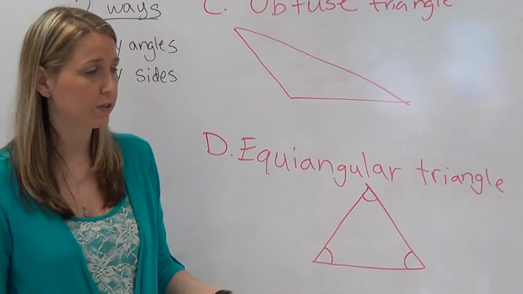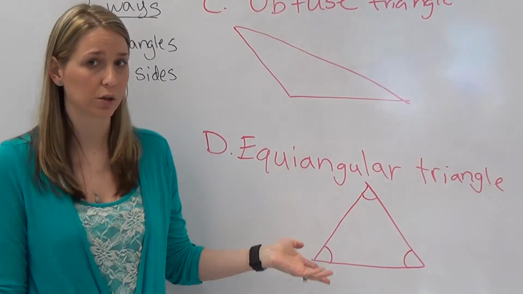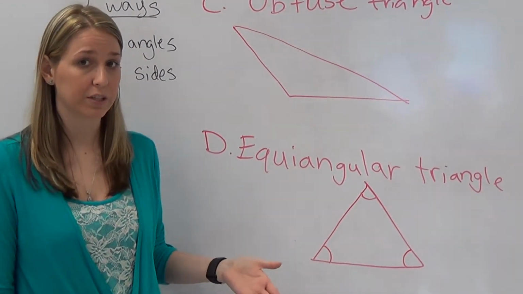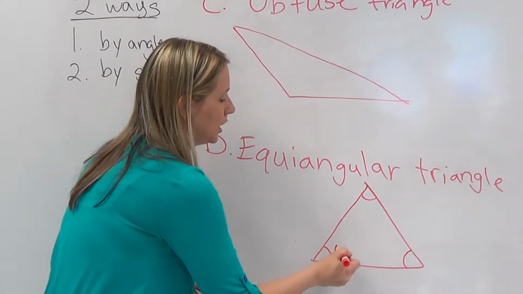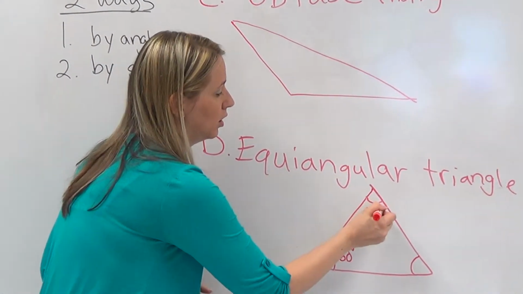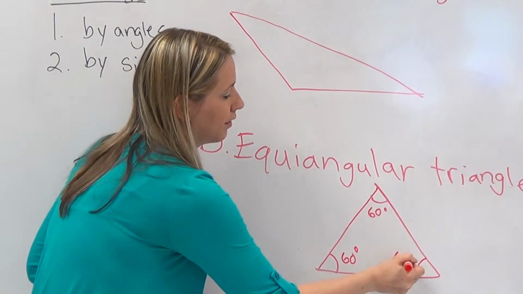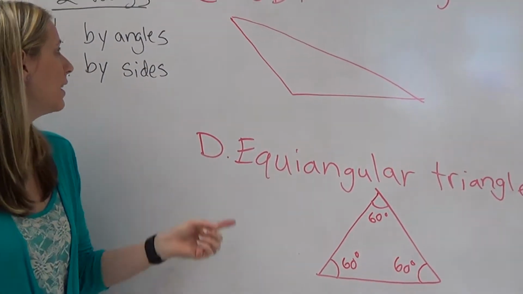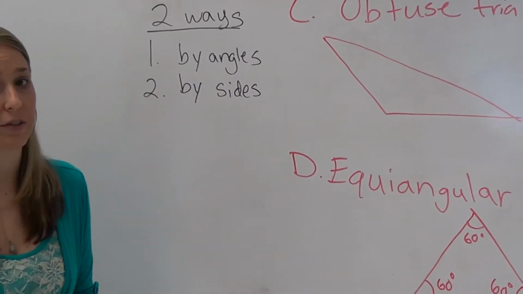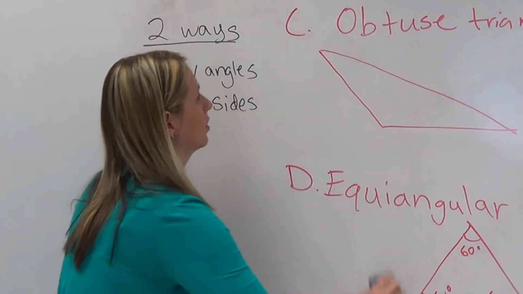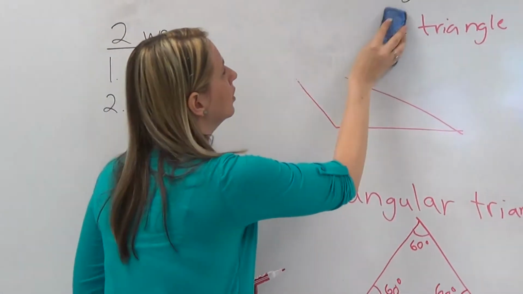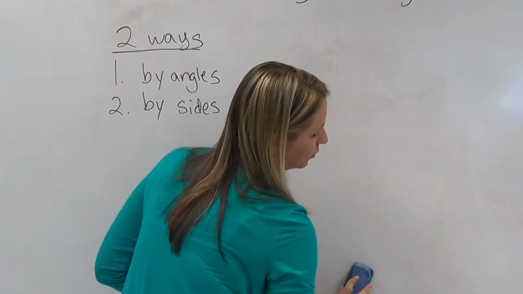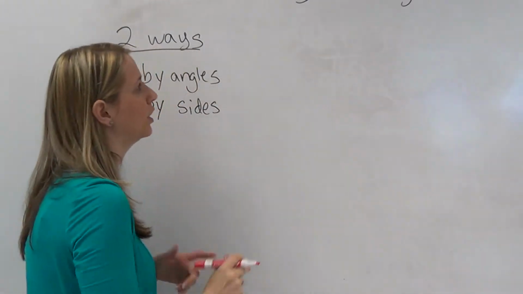Now, specifically in an equiangular triangle, since they're congruent and all three angles have to add up to be 180, 180 divided by 3 is 60. So all three angles in an equiangular triangle are going to be 60 degrees. So that's by angles, and then we're going to talk about the sides. There's not as many for the sides, there's only 3.